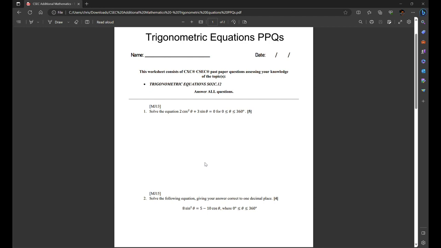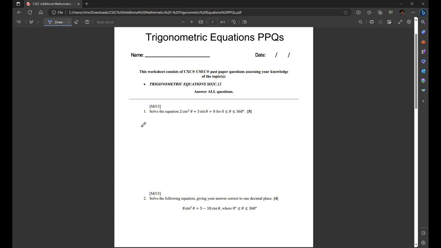So this is a regular trig equation, and the first thing you're going to want to do is pay attention to the range of angles that they give you for your solution. This range is basically saying that when you solve the equation and you get a value for theta, it has to be within this specific range, here 0 to 360 degrees. So anything above 360 degrees should not be included in your answer. Okay, so let's get into this equation.